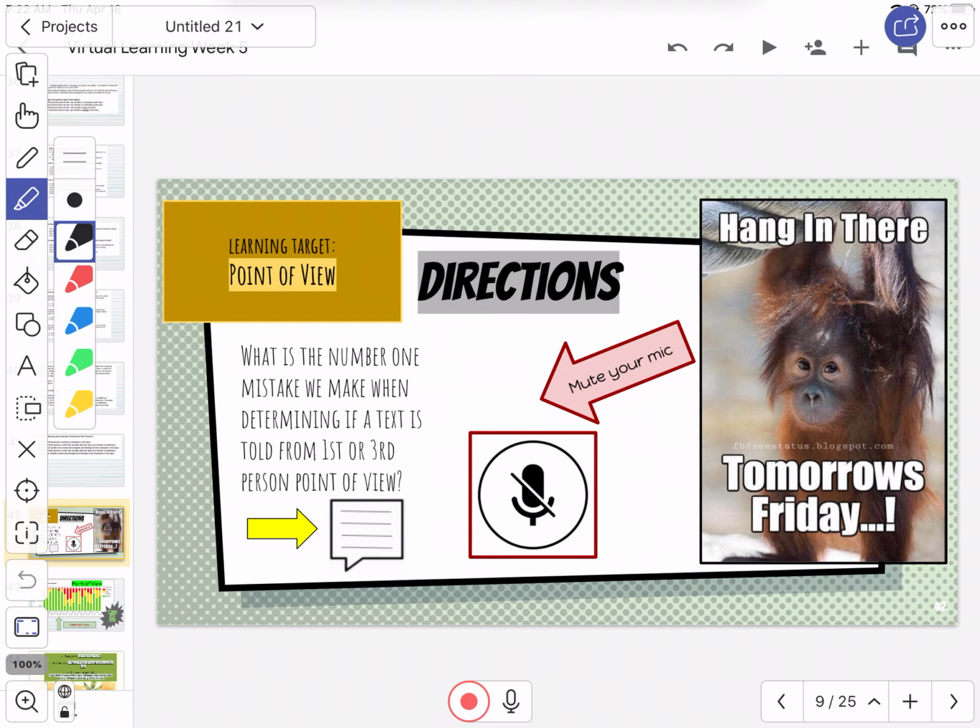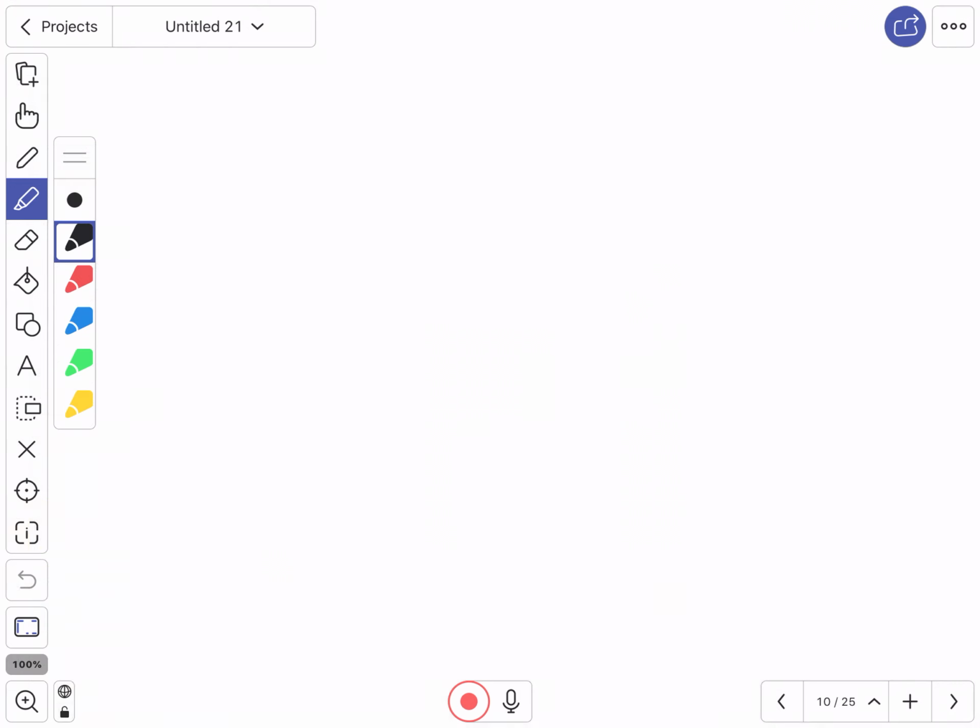The mistake that we often make is that we look and find the word I, me, my inside of dialogue, and we immediately jump on it and say, I found the word I, it's first person, and it was in dialogue, and it might actually be in third person. So make sure that after you've read the text, you go back and you mark out all of dialogue so that you don't get confused on that.